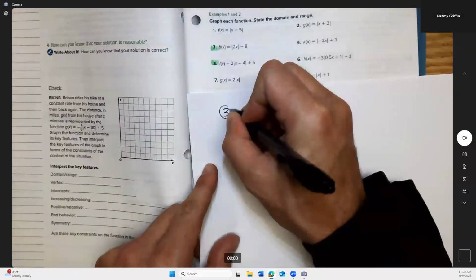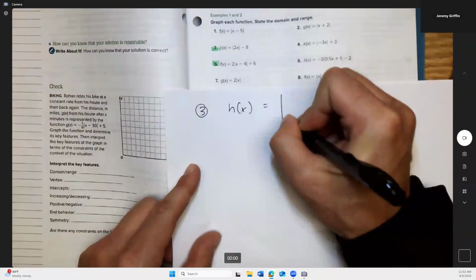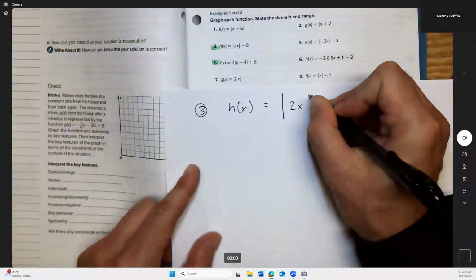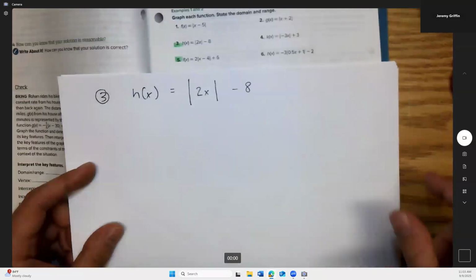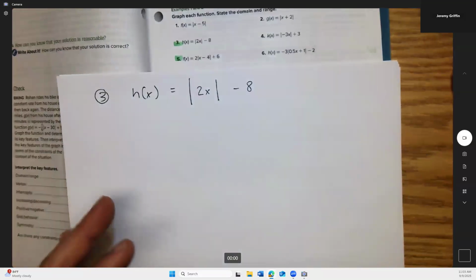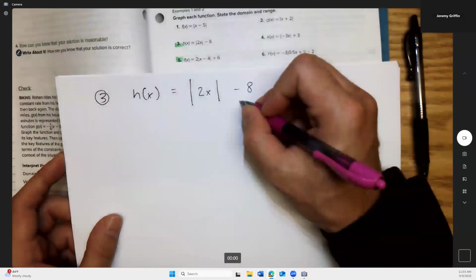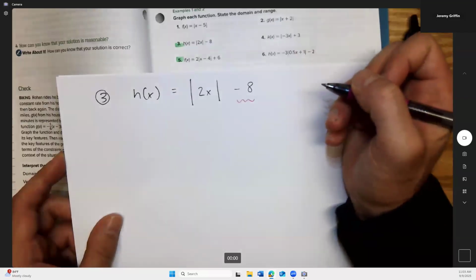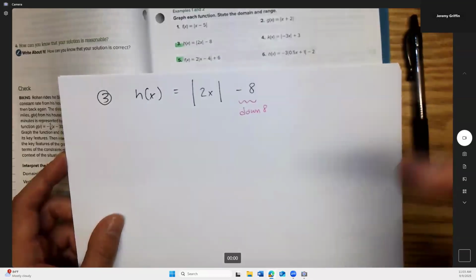Number 3, we have h of x equals the absolute value of 2x, and then after that, minus 8. I'll do the same thing as I did with the last example. I want to think about this in terms of transformations, and then we'll check it with a bunch of points. Guys, this minus 8 tells you to do what to the parent function? Down 8, vertical, down 8.